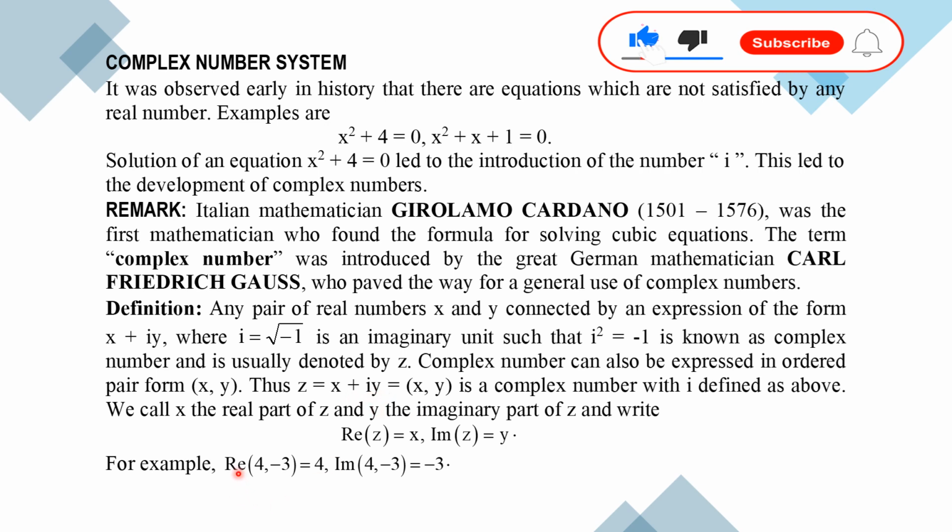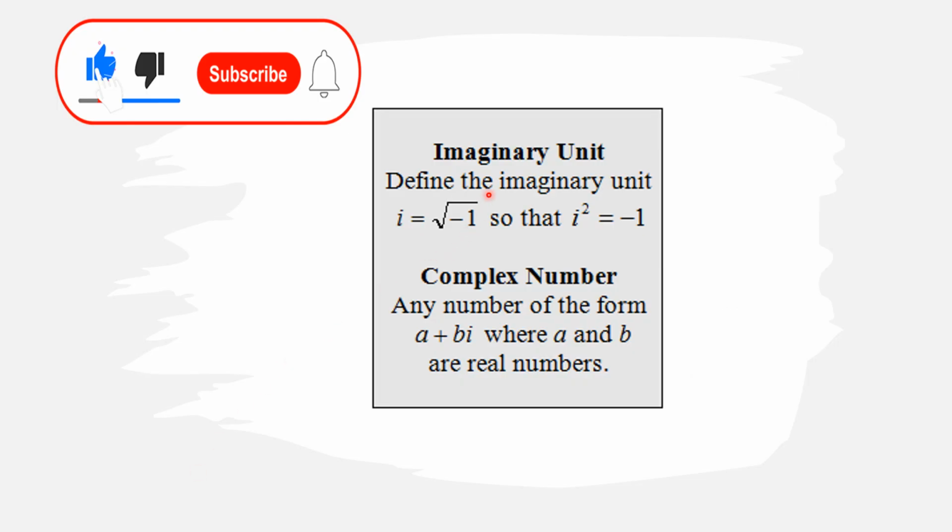What is the real part of 4 comma minus 3? In fact, this is 4. What is the imaginary part of 4 comma minus 3? In fact, it is minus 3. What is the imaginary unit? The imaginary unit is iota is equal to square root of minus 1, so that iota square is always equal to minus 1.